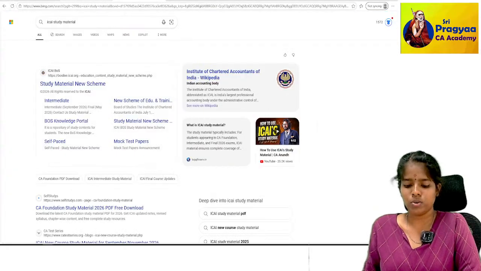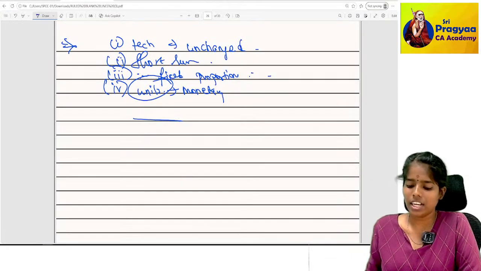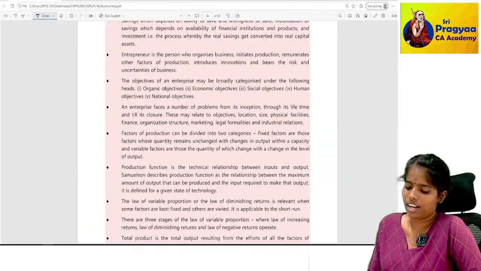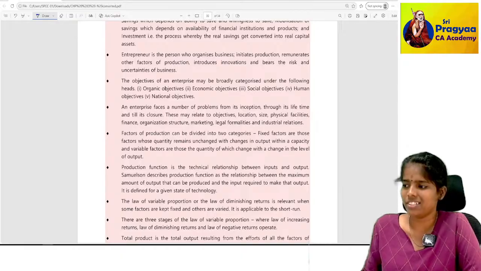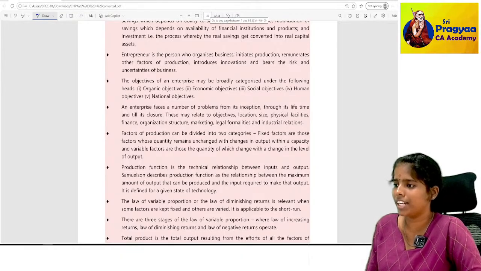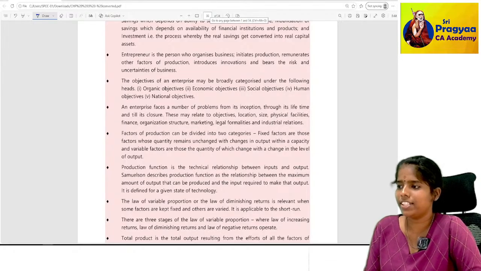So with this, we will close today's class. Next class, we will start with the returns to scale, product optimization. அதை முடிச்சுட்டு we will go for cost. Costல we are only having less topics. Cost முடிச்சிட்டோம்னா this chapter will get over. So one more class we will complete this chapter.